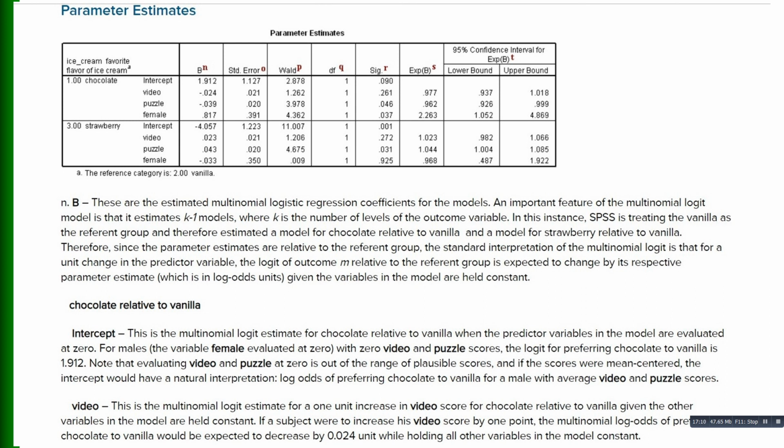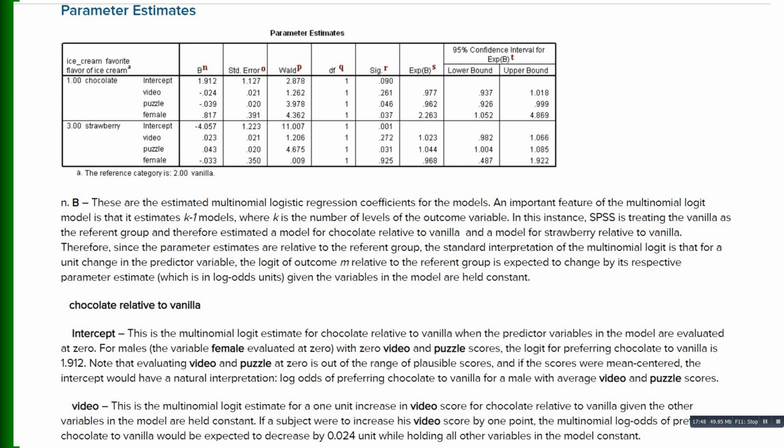Now I come to the coefficient of the video, which is minus 0.024. This is the multinomial logit estimate for a 1 unit increase in video score for chocolate relative to vanilla, given the other variables in the model are held constant. If a subject were to increase his video score by 1 point, the multinomial log odds of preferring chocolate to vanilla would be expected to decrease by 0.02 unit while holding all other variables in the model constant.